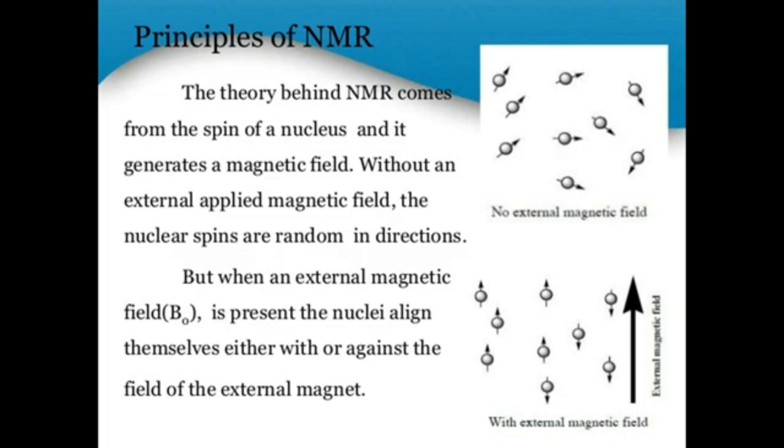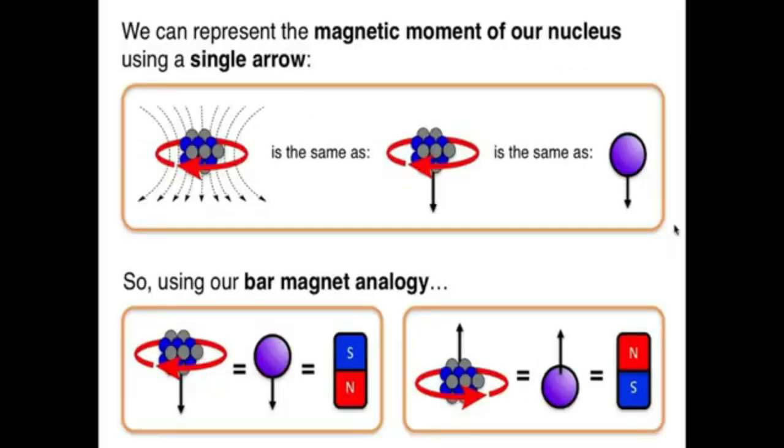If the nuclei have no external magnetic field, the nuclear spins are random in direction. But when the external magnetic field B naught is present, the nuclei align themselves with the field, either upside or downside. This is the aligned state, and this is the opposing state. So we can represent the magnetic moment of our nuclei using a single arrow.